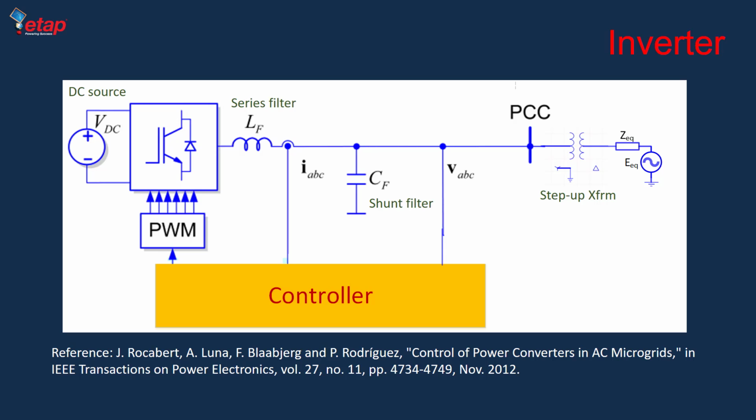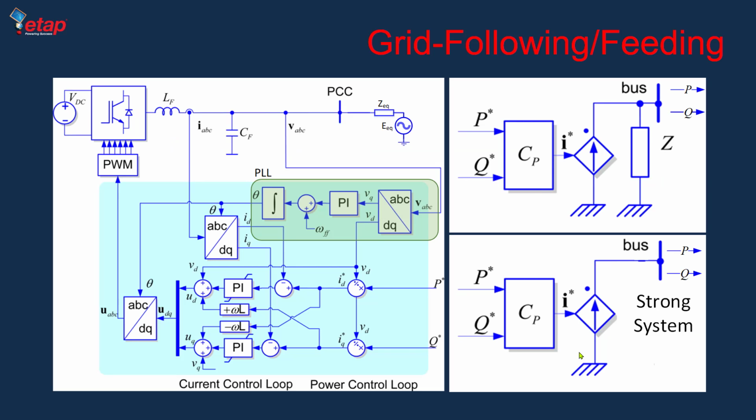We are using this reference, which is a very good one, published in 2012. It's an IEEE transaction paper that reviews different power converter controls in AC microgrids. I recommend you go through this paper if you want to learn more and get more details.